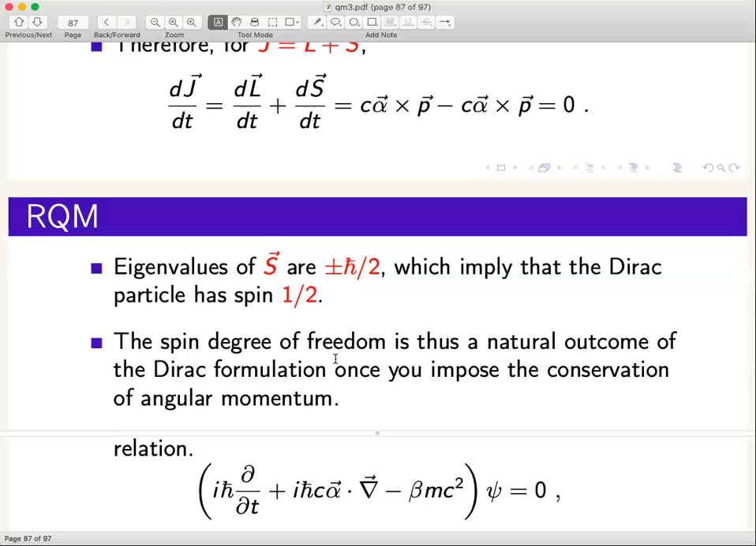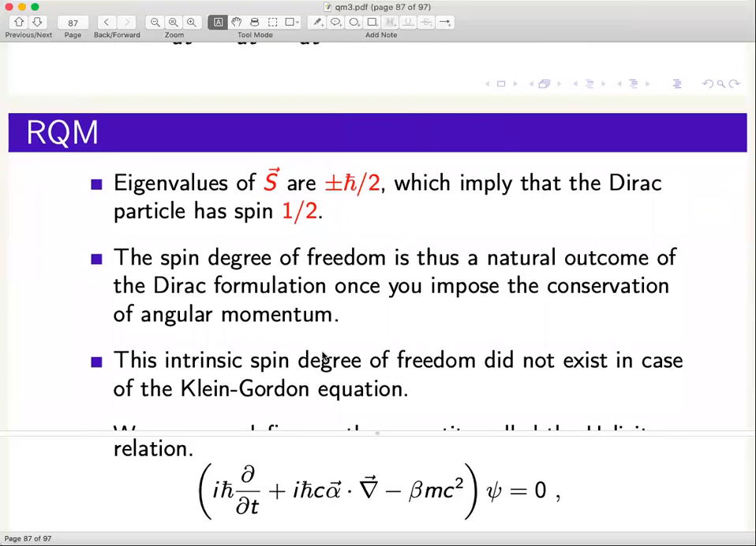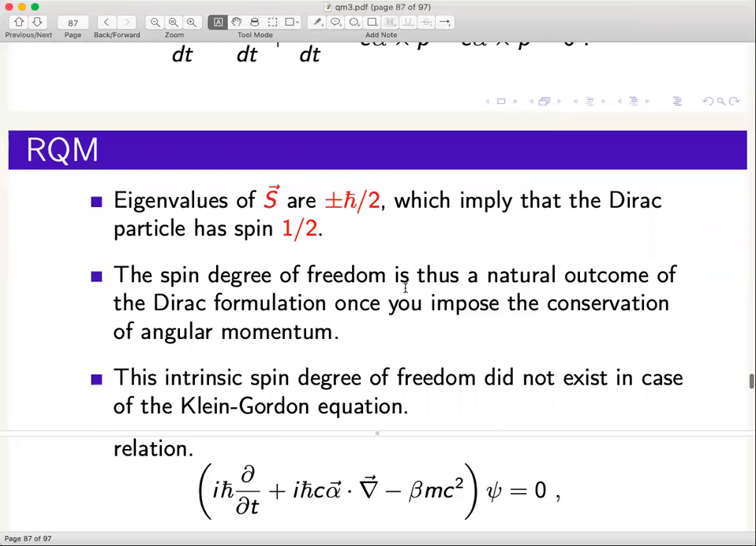As against what happens in the Dirac formulation is that you don't have a choice. Okay, if you say that the total angular momentum of the system is conserved, then you are forced that the particle has to have intrinsic or spin angular momentum to be half. Okay. Now, this intrinsic spin degree of freedom did not exist in the case of the Klein-Gordon equation. In fact, we didn't even need this kind of expression when we studied the Klein-Gordon equation. Okay, so in that sense, the Klein-Gordon equation represents a particle whose intrinsic spin is 0, whereas the Dirac equation represents a particle whose intrinsic spin is half. Okay, so any questions at this point?